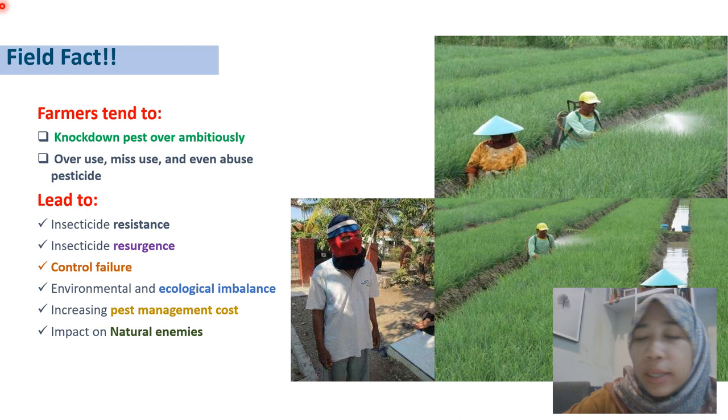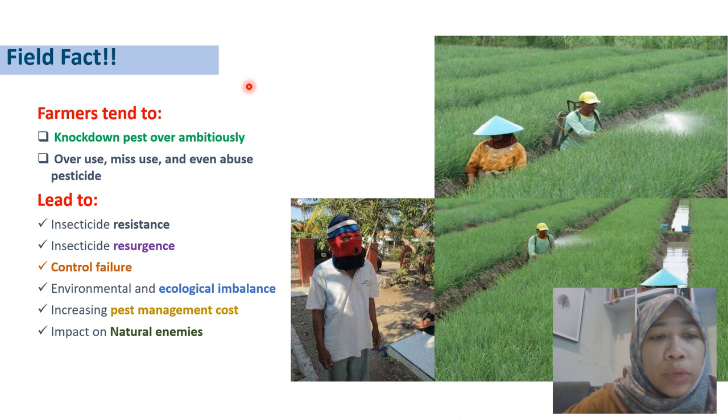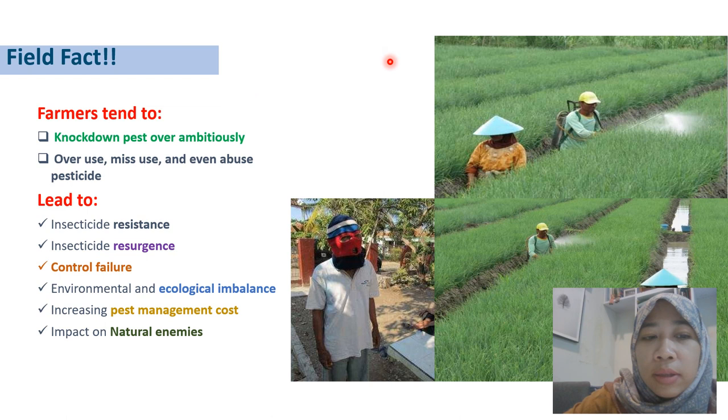What is the impact of the use of excessive pesticide? They lead to insecticide resistance, so the pest would be resistant to the synthetic pesticide itself. And then the impact also includes resurgence. Resurgence is how the pest is increasing after the use of synthetic pesticide. So we call it resurgence.